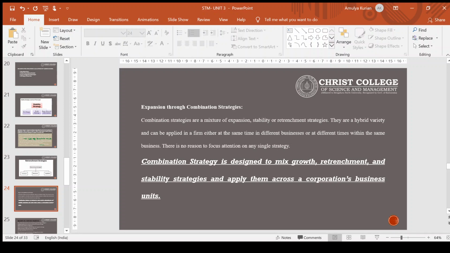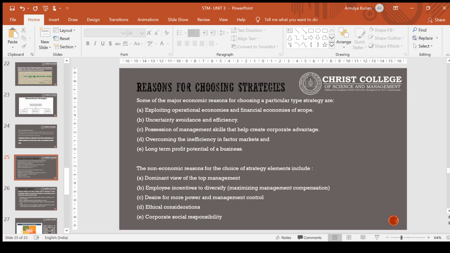Now, the next one is reasons for choosing a particular strategy. Why is a particular strategy being chosen? There are two reasons for it. One is economic reasons, the other one is, of course, non-economic reasons. So, what are the economic reasons for choosing a particular type of strategy? First one, to exploit operational economies and financial economies of scope. Second, many of the uncertainties can be avoided and you can have more efficiency. Then you will always have management skill. If you have good strategies in place, your management will be skilled professionals, much more helpful, and they will be able to give a corporate advantage. Then overcoming the inefficiency in factor markets, and the last one being long term profit potential of business. So these are the economic reasons for choosing a type of strategy.